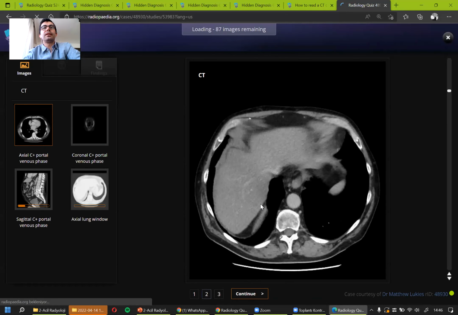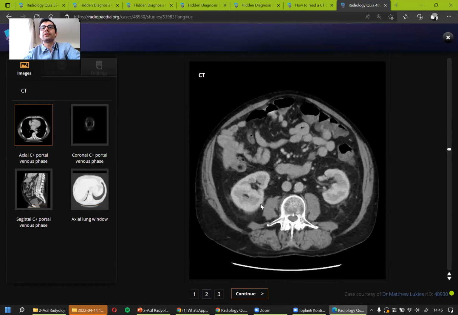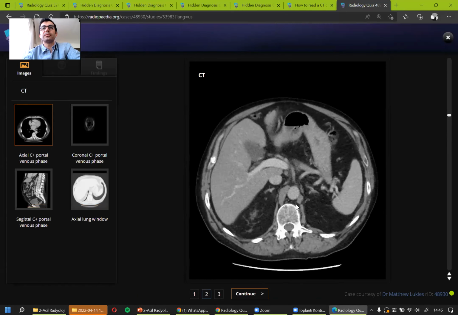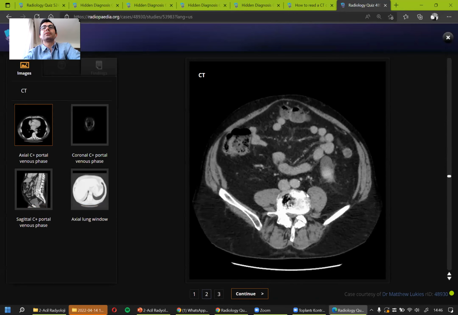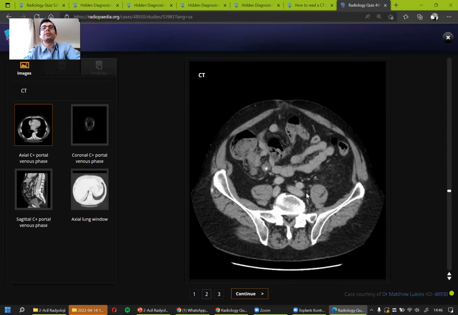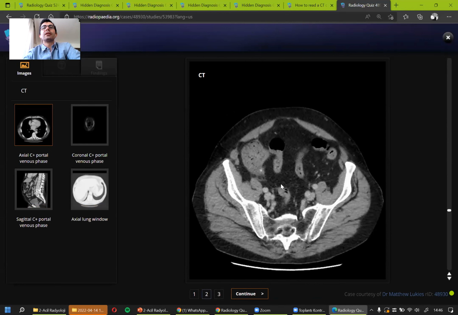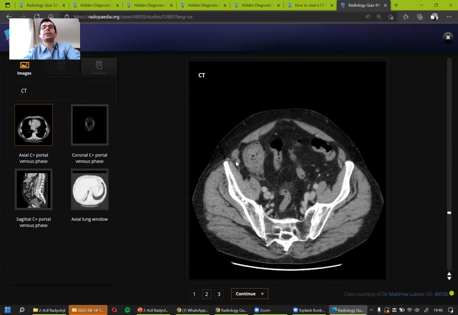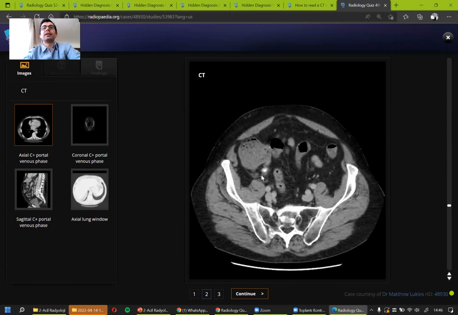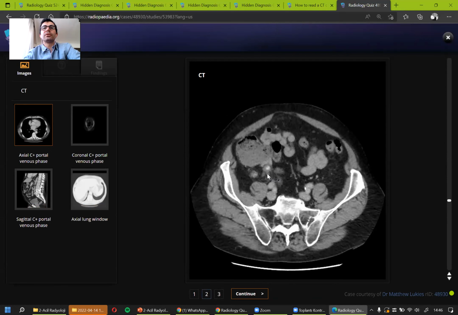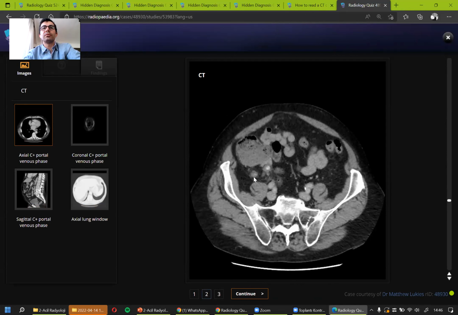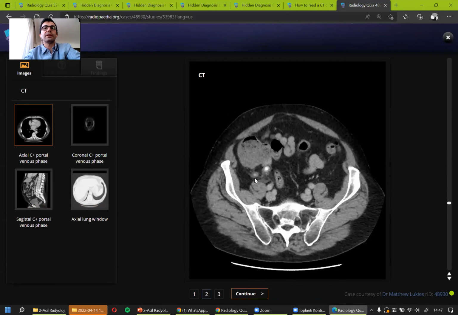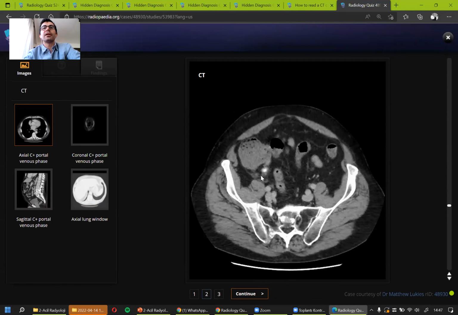This is a CT scan with contrast, but it is on the venous side, so the blood vessels are not shining so brightly. So I will show you the appendix. You have to spot the cecum first, and then from the cecum you have to see something originating, some round structure which is going to end in a blind manner, like not going to connect anywhere.